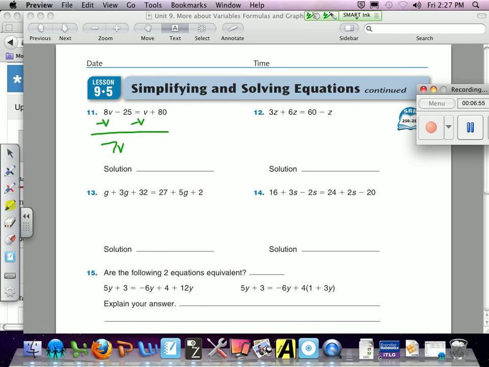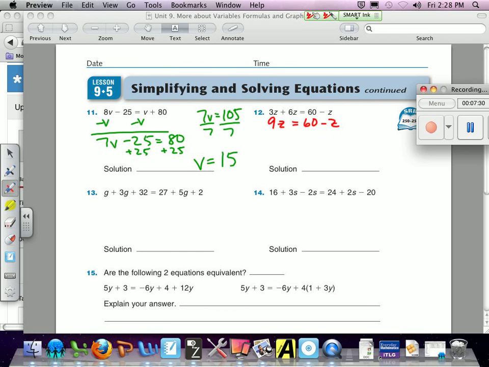But problem number 11, let's focus on that. We want to focus on simplifying and solving. So for this one, I am going to get rid of a b on each side. 7b minus the 25. Positive 7b. Alright, do over on that one. Minus 25 equals 80. Plus 25 on each side. So 7b equals 105. Divide by 7, divide by 7. b equals 15.